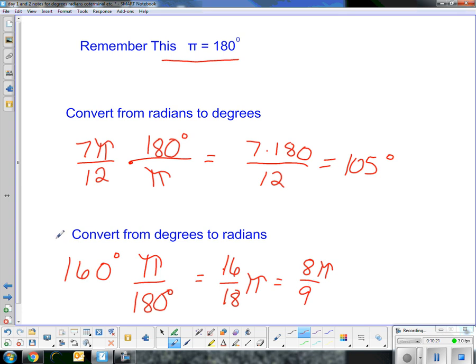So you're going to have some problems in class. You're going to convert from degrees to radians. You're going to be thinking about radian measures and in which quadrants things terminate. So just be ready for that tomorrow.